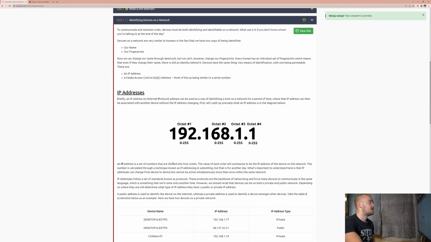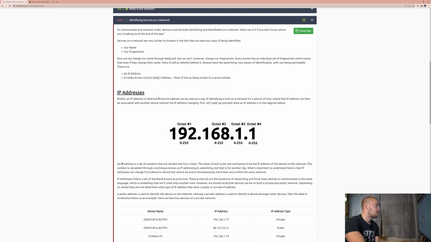So now when it comes to identifying devices on a network, that's going to be the next thing that we talk about. To communicate and maintain order, devices must both be identifying and identifiable on a network. What use is it if you don't know whom you're talking to at the end of the day? Devices on a network are very similar to humans in the fact that we have two ways of being identified, our name and our fingerprints.